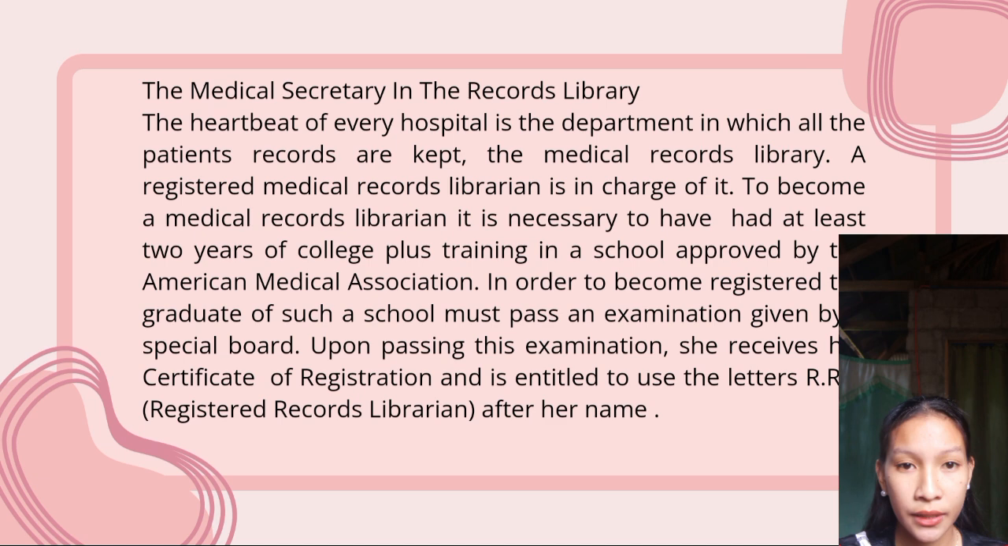To become a medical records librarian, it is necessary to have had at least 2 years of college plus training in a school approved by the American Medical Association. In order to become registered, the graduate of such a school must pass an examination given by a special board. Upon passing this examination, she receives her certificate of registration and is entitled to use the letters RRL, or Registered Records Librarian, after her name.